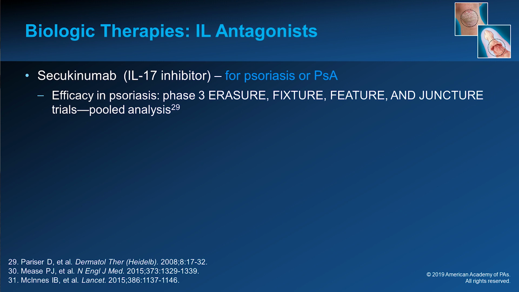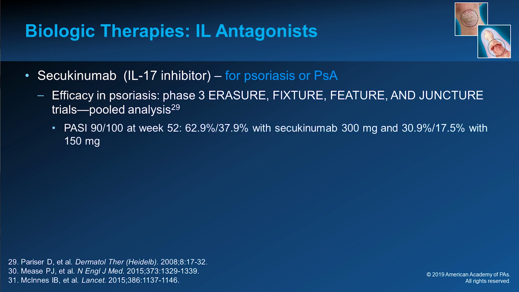and psoriatic arthritis. And this was an exciting new front, I think, for the treatment of psoriasis and psoriatic arthritis, because when you looked at the efficacy in psoriasis studies, it was quite impressive. So we refer to the phase 3 ERASURE, FIXTURE, FEATURE, and JUNCTURE trials. So this was actually a pooled analysis. The PASI 90 and 100, which we talked about before, is quite impressive at week 52.